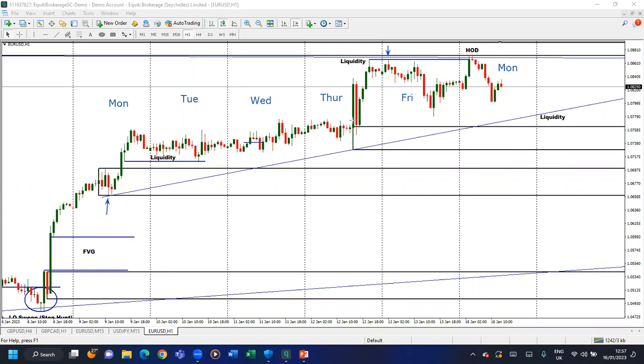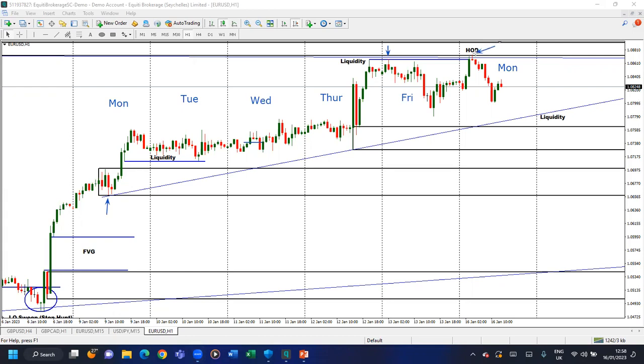Now on this new week, today being Monday, the market opened and took out the high of the previous week. Took out the high of the previous week with this move. With this move here.